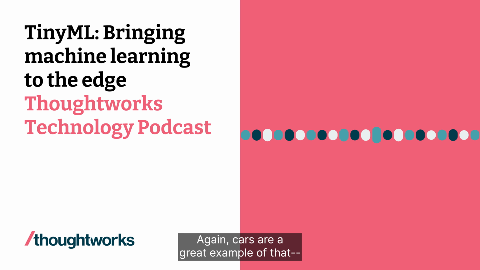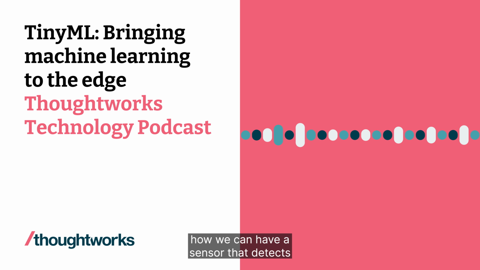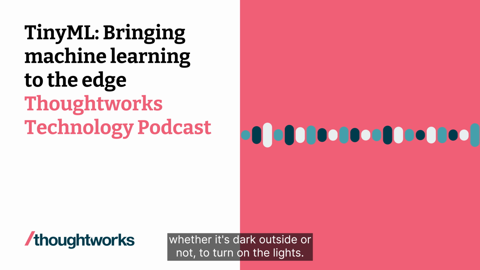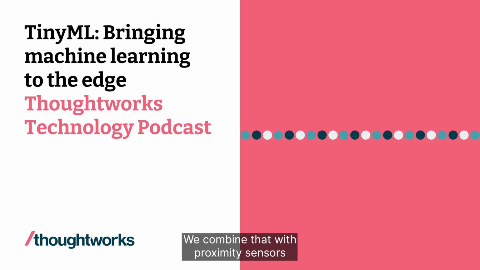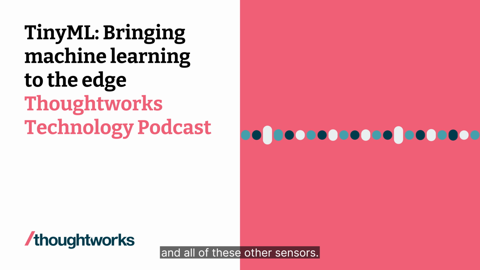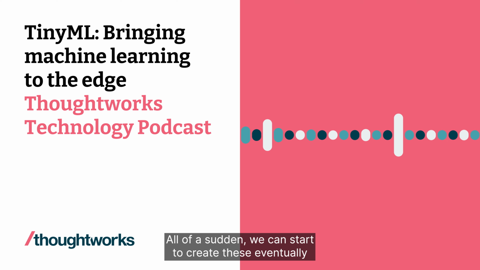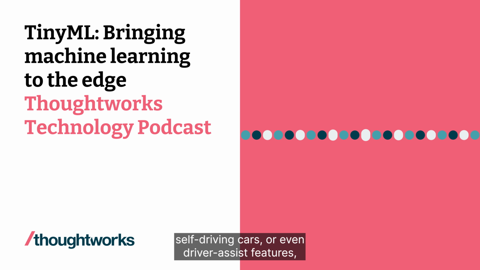So again, cars are a great example of that, how we can have a sensor that detects whether it's dark outside or not to turn on the lights. We combine that with proximity sensors and all of these other sensors. All of a sudden, we can start to create these eventually self-driving cars or even driver assist features that together are really, really interesting. Another great example is VR and VR headsets. So if you think about a VR headset, it's all about the user experience.